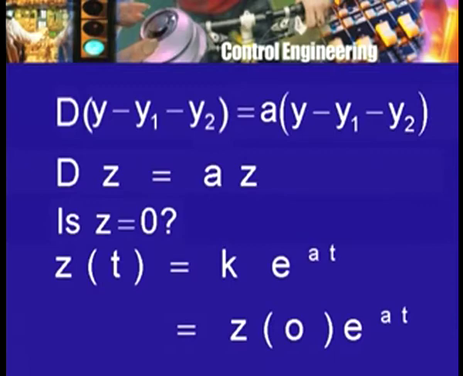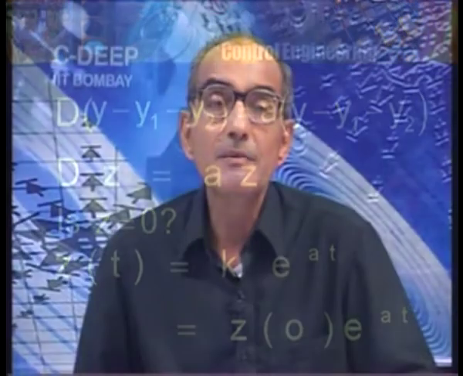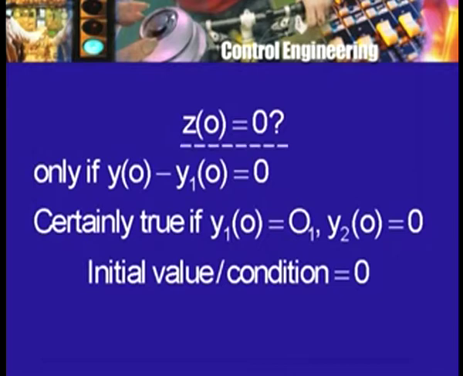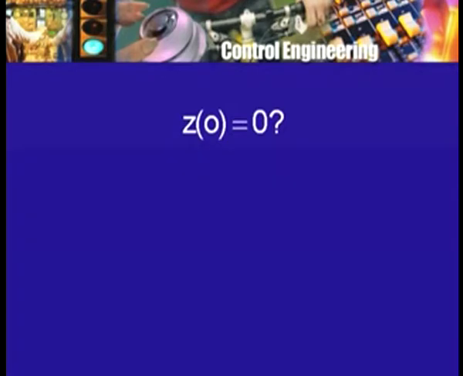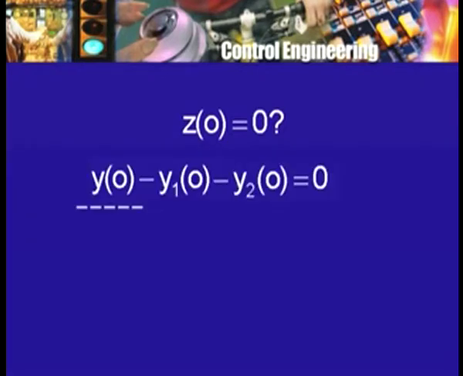Now, this brings us to an important consideration which we had seen earlier, reference to initial conditions. That is, when we say that this differential equation is linear, we will have to say in addition that it holds under certain initial conditions. For example, what does it mean to say that z0 is equal to 0? Well, z0 is actually what? y0 minus y10 minus y20.